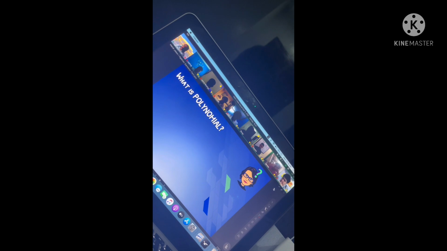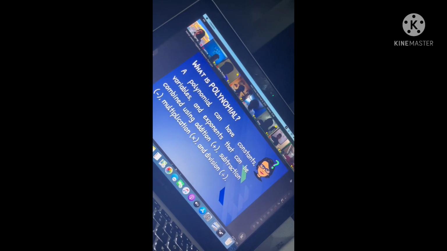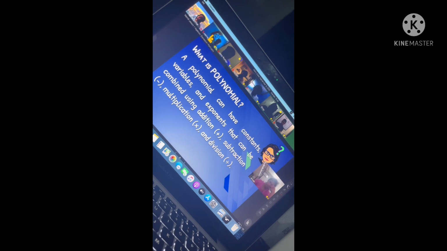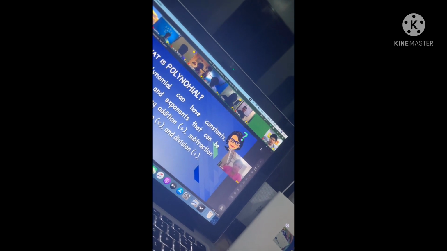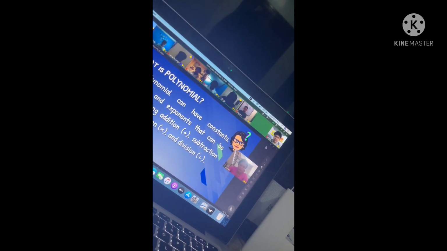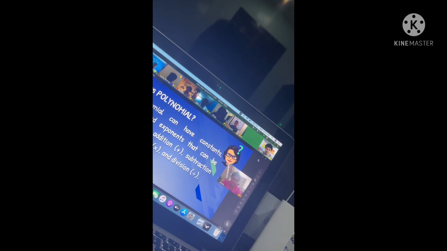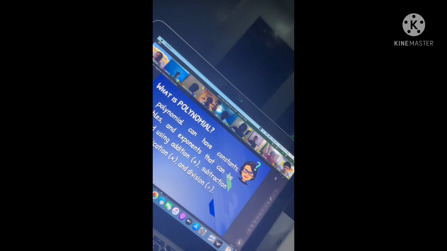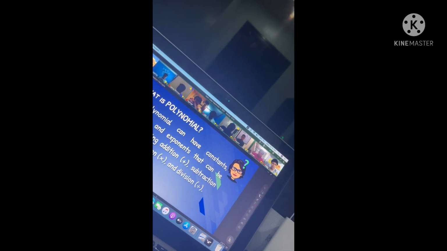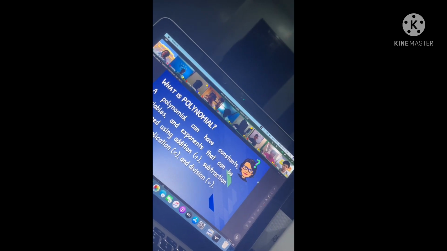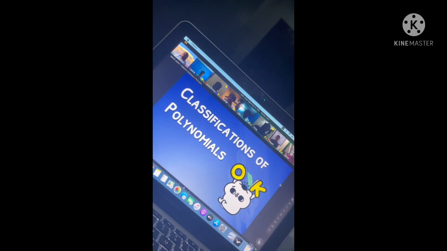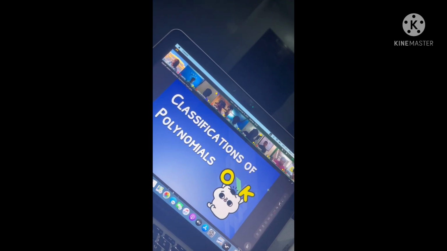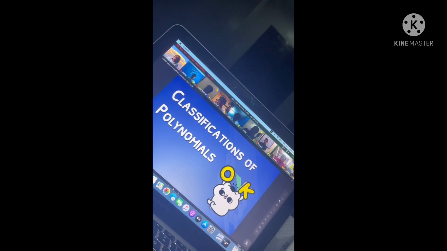And then, we also have a polynomial. Ano kaya ang polynomial? Can we hear Jamila's voice? Polynomial can have constants, variables, and exponents that can be combined using addition, subtraction, multiplication, and division. Okay, thank you, Jamila. So, it can have constants, variables, and exponents. And it is combined by addition, subtraction, multiplication, and division. So, ang ibig sabihin ng polynomial, ilan ang term na nasa equation, okay?